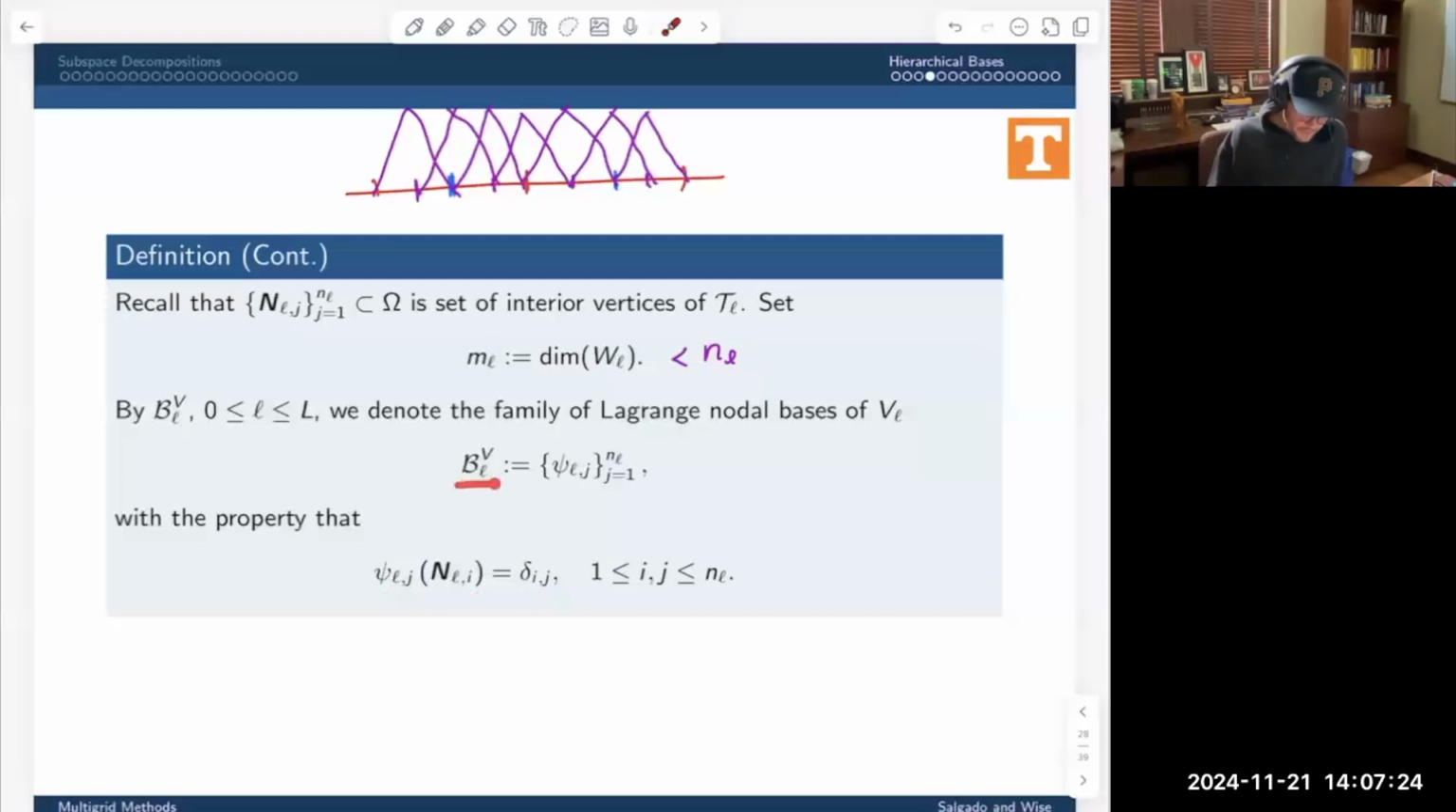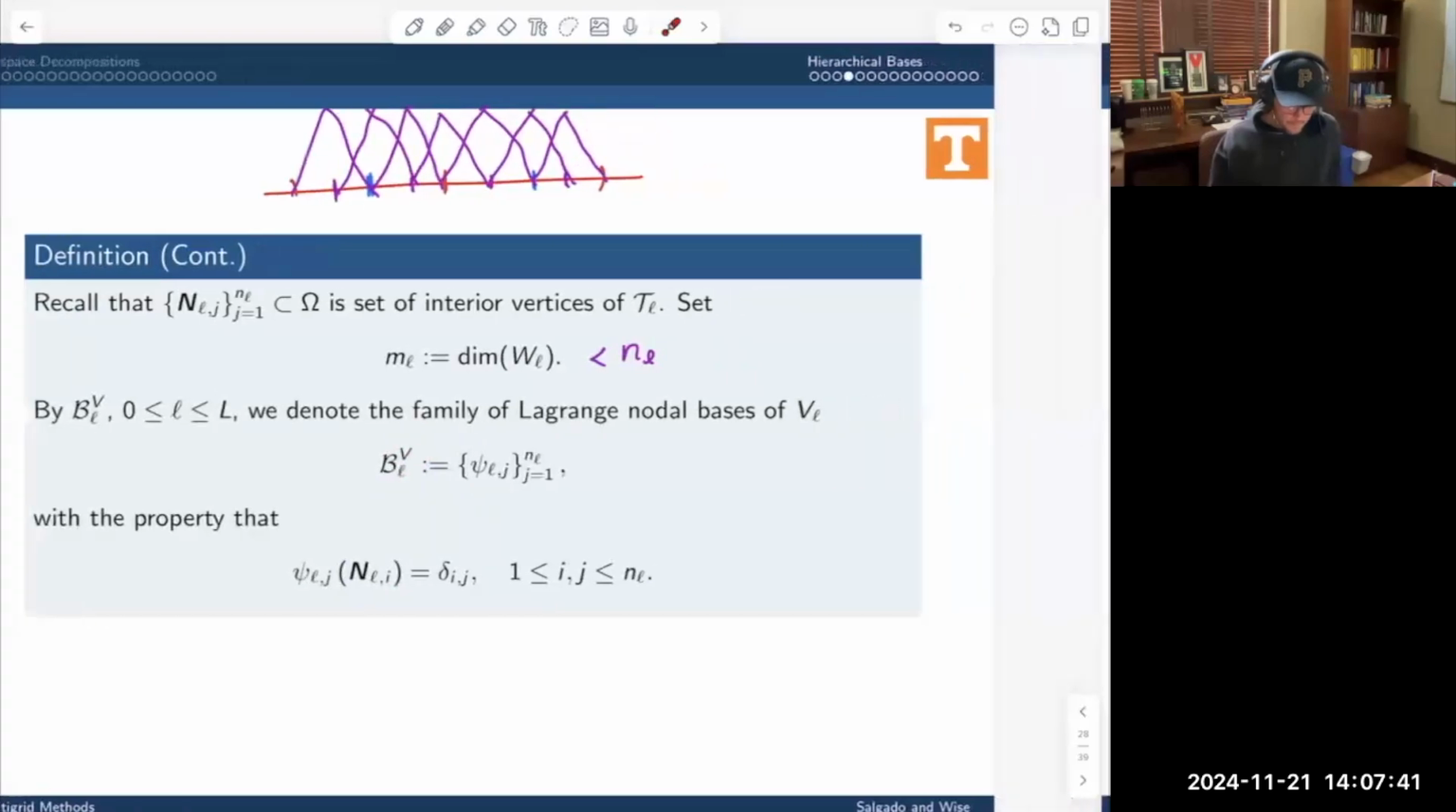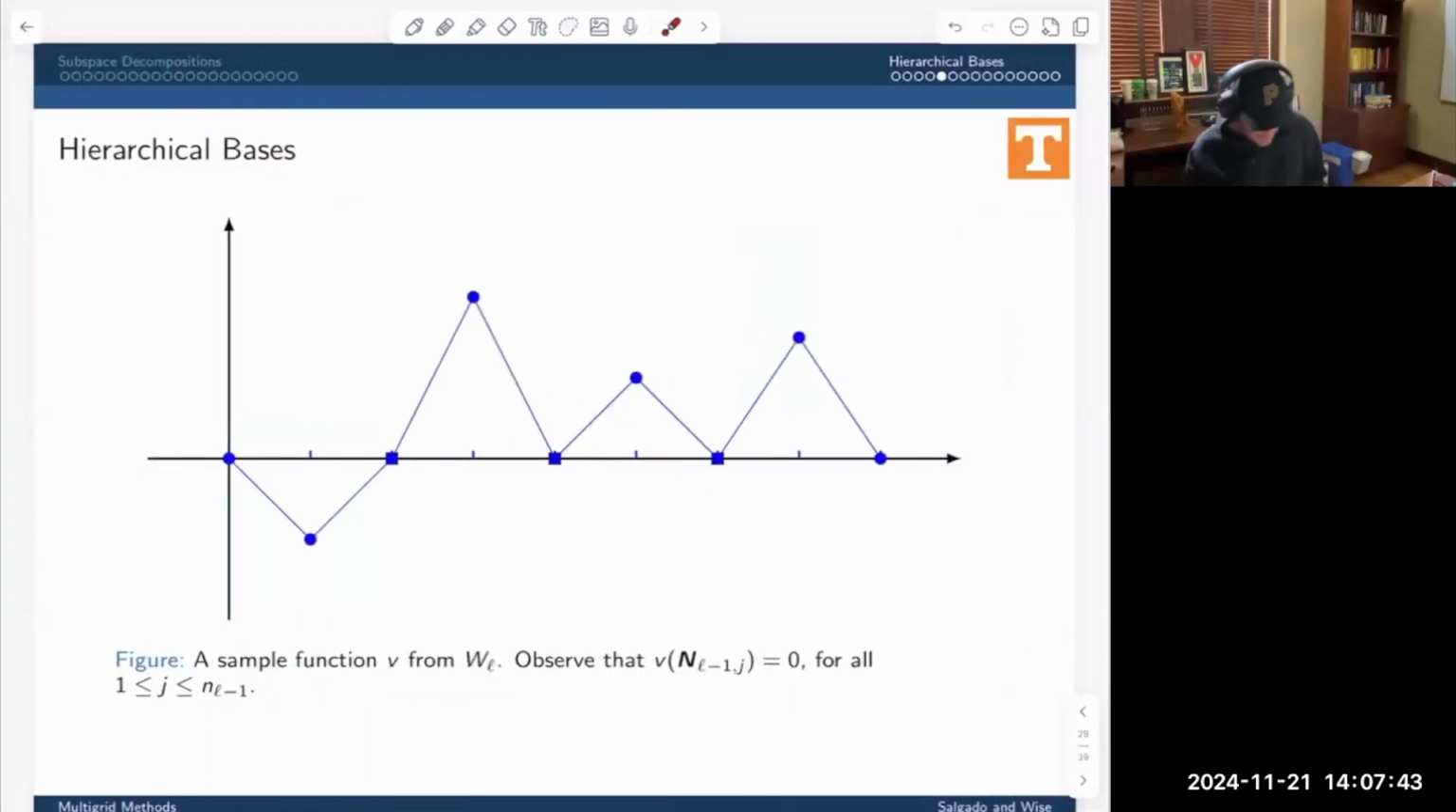Now we're going to try to come up with a basis for W, and we're going to give that a different name. So I've added the V here because I'm using the usual Lagrange nodal basis elements for VL. So that gets the V. All right, but now let's look at a sample function to figure out what would be the basis for WL.